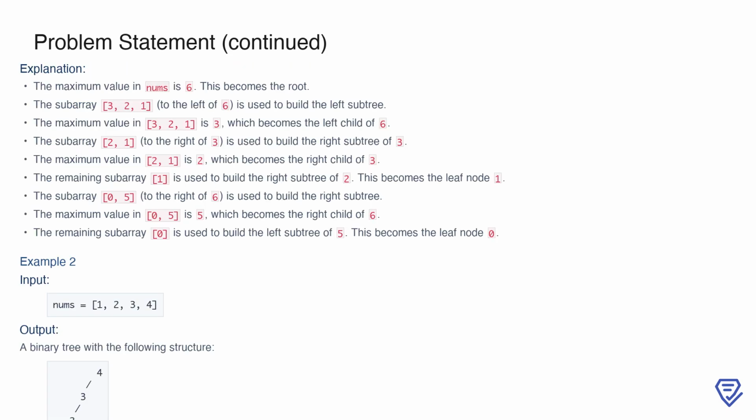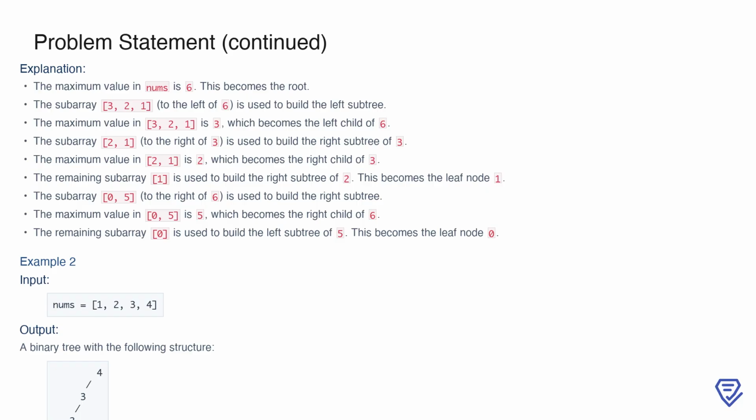To break this example down further, here's how the tree is constructed step by step. The maximum value in the array nums is 6, so it becomes the root of the tree. The elements to the left of 6, which are 3, 2, 1, are used to build the left subtree. In this subarray, 3 is the maximum, so it becomes the left child of 6. The elements to the right of 3, 2, 1, are used to build its right subtree. Here, 2 is the maximum, so it becomes the right child of 3. Finally, the remaining element, 1, becomes the right child of 2.